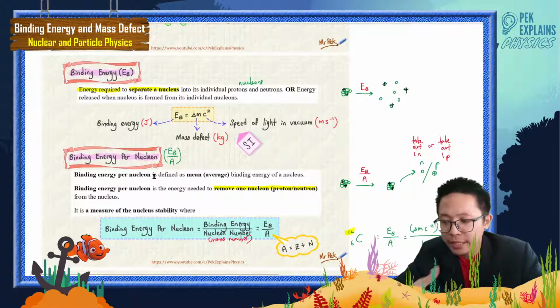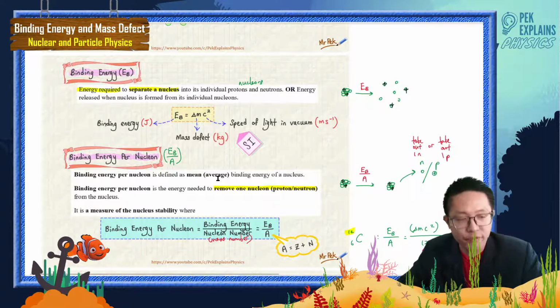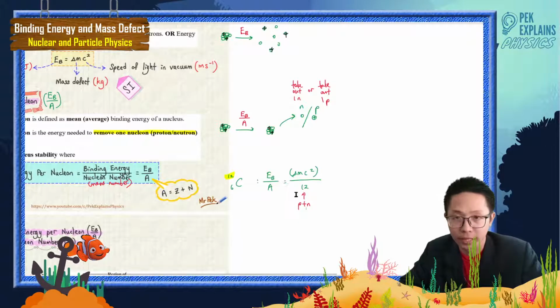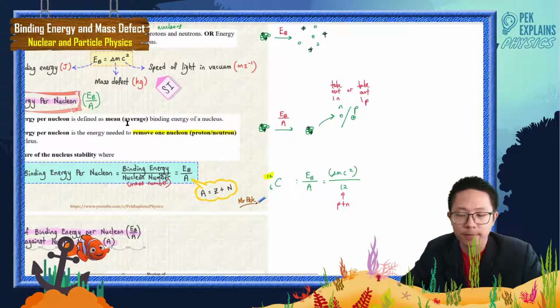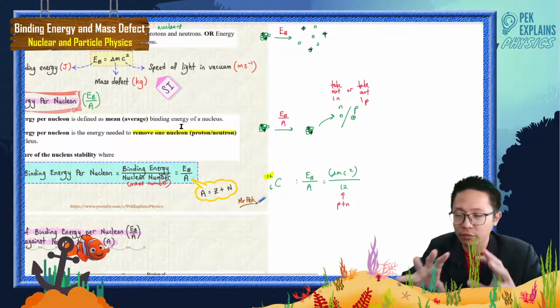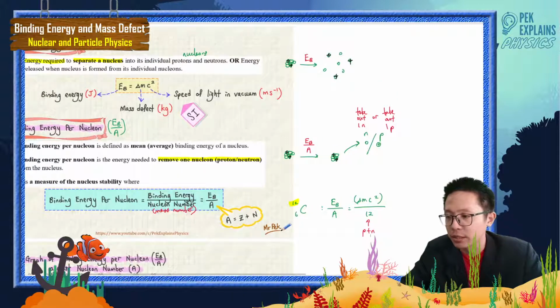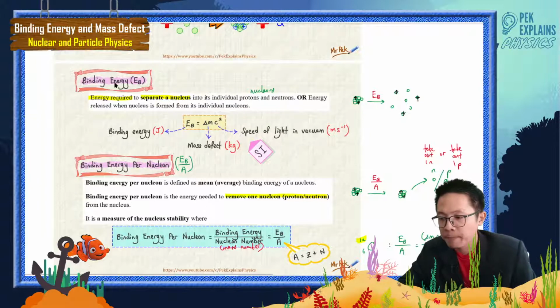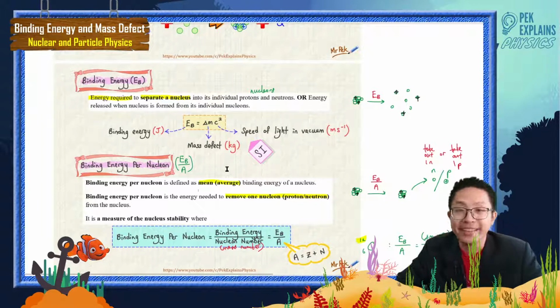Now, binding energy per nucleon is the mean or average binding energy of a nucleus. Why do we say average? Because we divide by the nucleon number. That's why we say average. It is the average binding energy for a nucleus. The binding energy itself is not an average. Binding energy per nucleon is the average binding energy inside the nucleus.